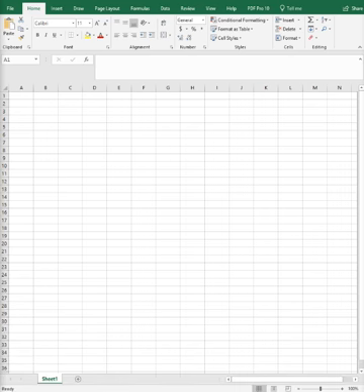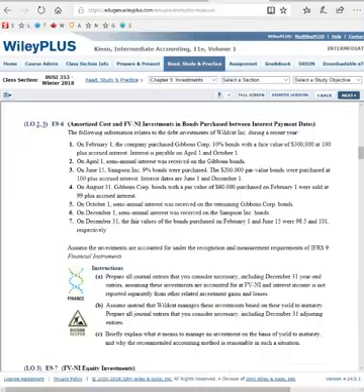Welcome. We're talking about the in-class problems for Chapter 9 in the Kieso text, Wiley. And the first one, as we can see here, is exercise 9-6. And it's supposed to take us 35 to 40 minutes to finish, so hopefully it won't take us quite that long.